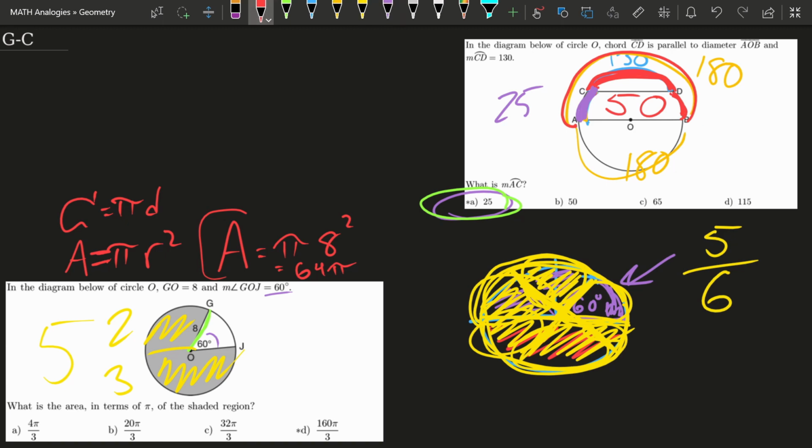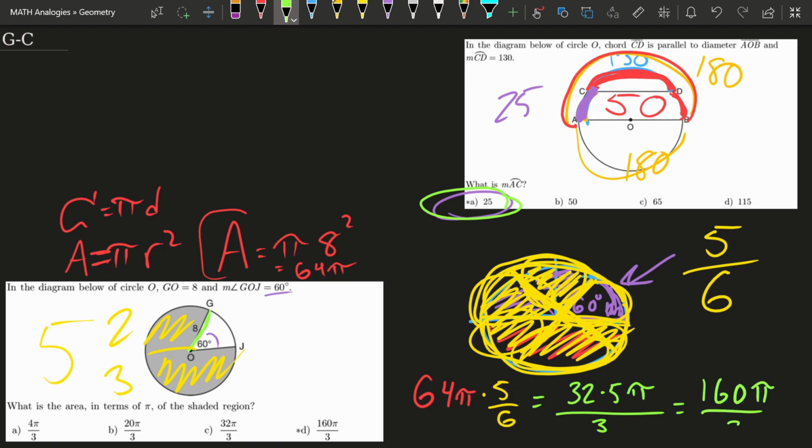Finally, if we're dealing with an area for the full circle of 64 pi, and now we're reducing it by 5/6, well, we can just do this out. So 64 and 6 have 2 in common, so why don't we do 32 times 5 pi over 3, where 32 times 5 would have to be 160. So 160 pi over 3. Choice D.